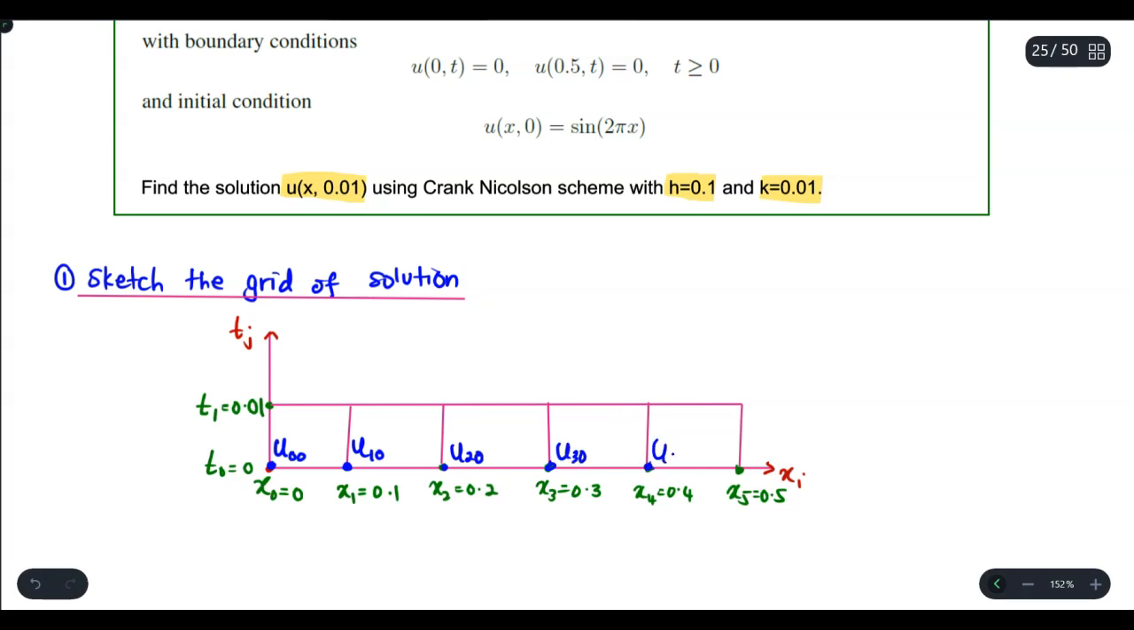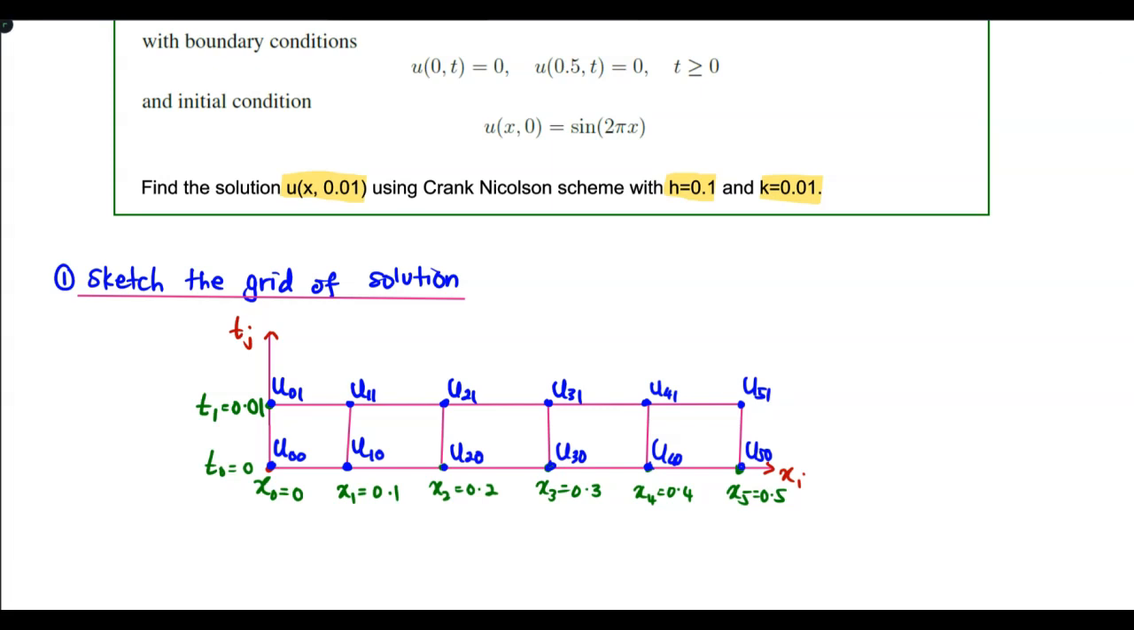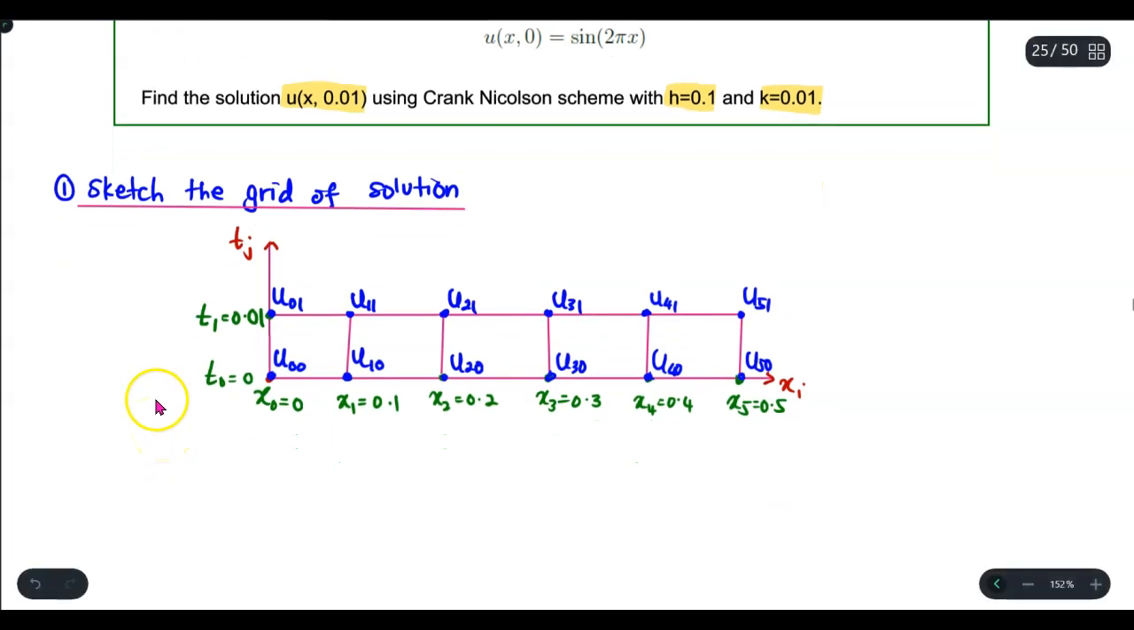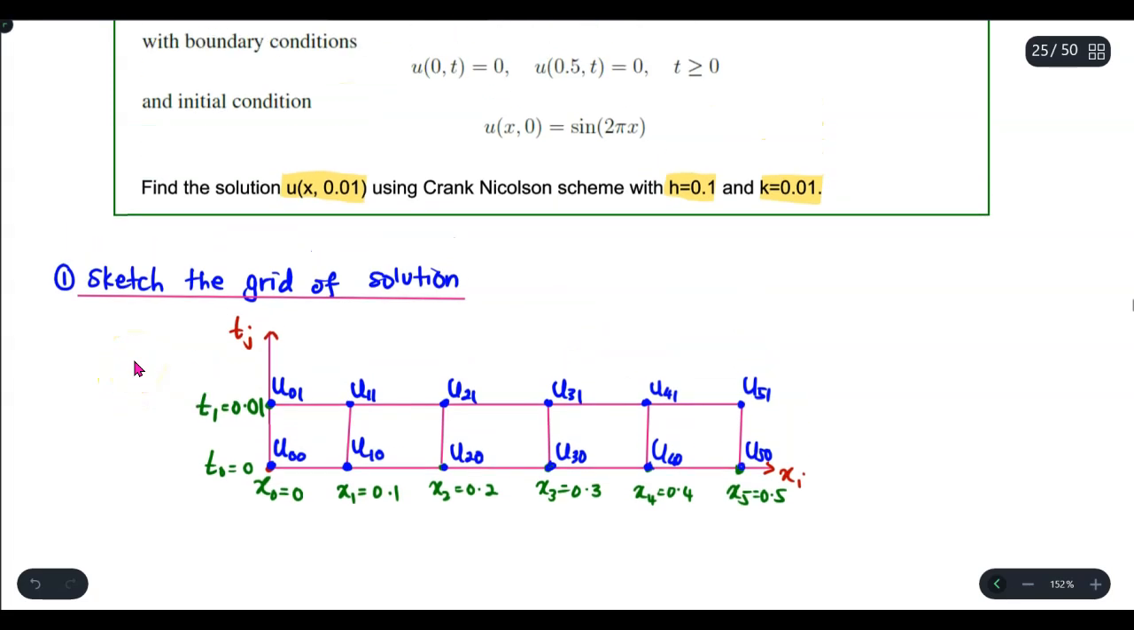u30, u40, u50. And at the top here, we have u01, because the level of t is now t1, so the subscript is 1. This is u01, and this is u11, u21, u31, u41, and lastly we have u51. That is our first step to sketch the grid of solution, so that we can see clearly the u with the correct subscripts involved in our calculation.